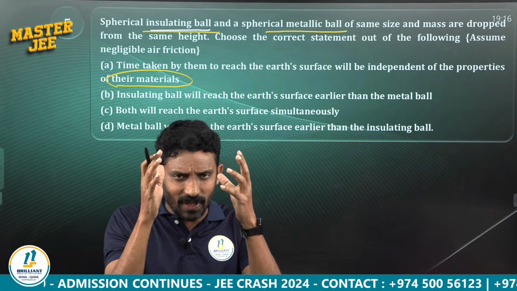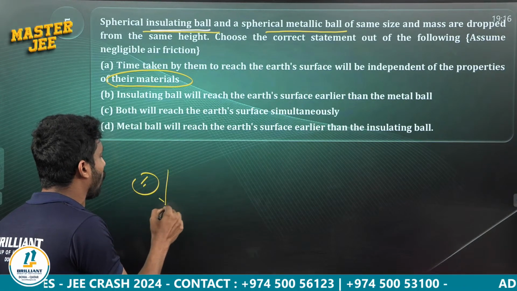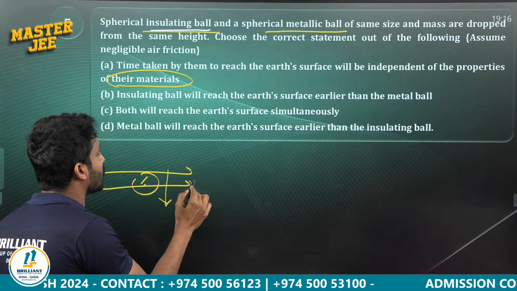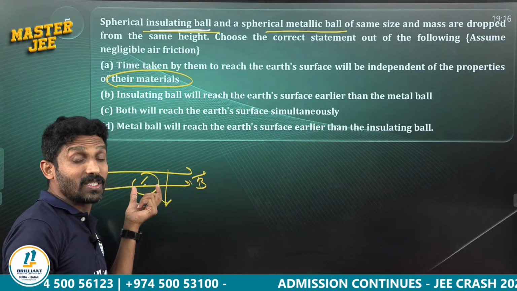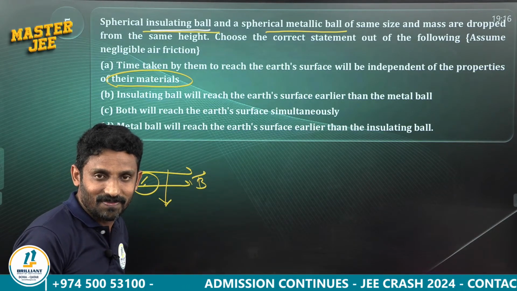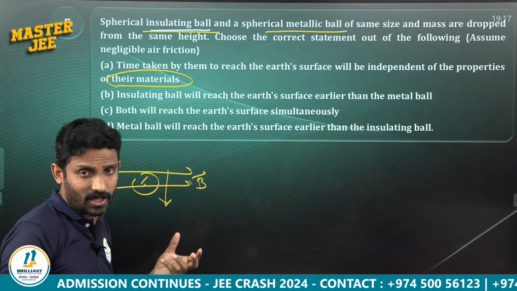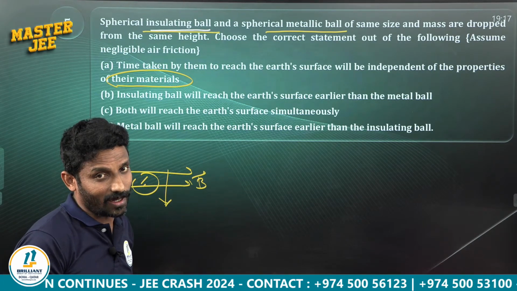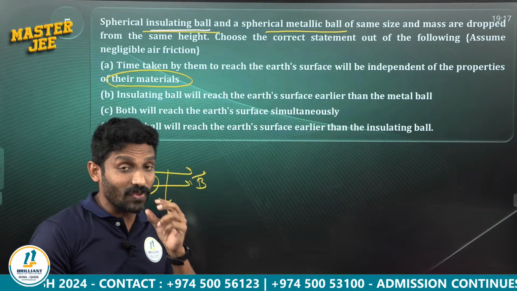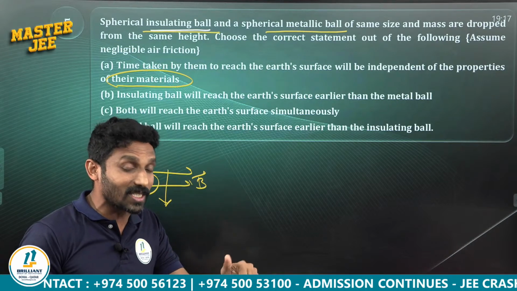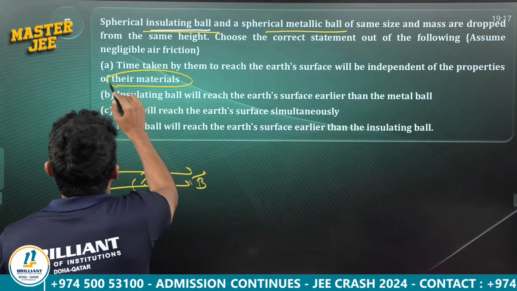Okay, the metallic sphere is moving down, it is cutting the magnetic field lines, suppose. Then there will be eddy current formation in the metallic sphere, which leads to energy wastage. The energy of the metallic sphere will be wasted in the form of heat due to the formation of eddy current. Means the metallic sphere lags. The metallic sphere takes more time to reach the ground. That's the important concept here. So this one is incorrect.